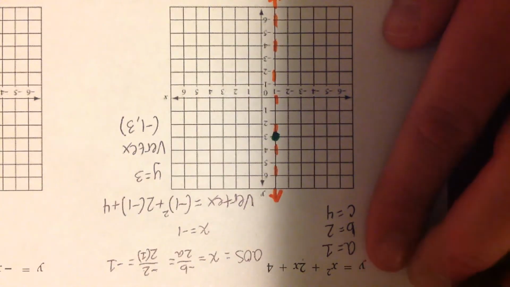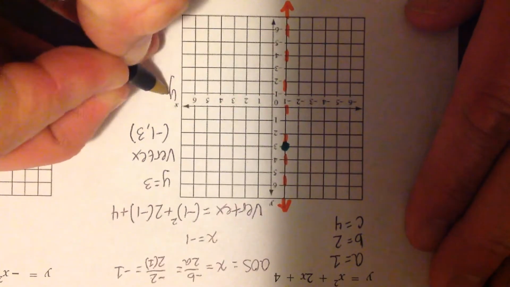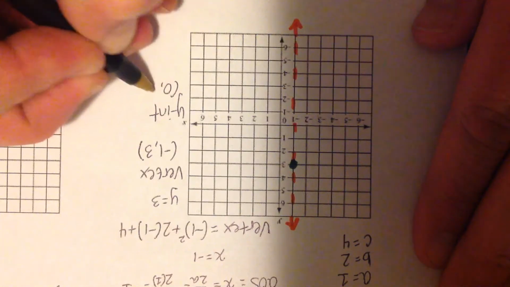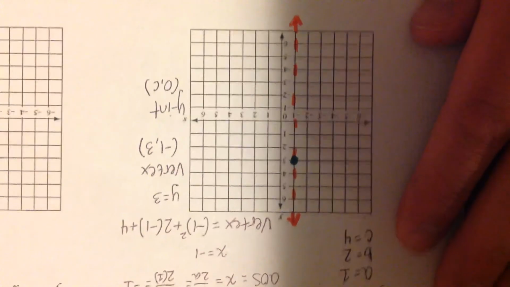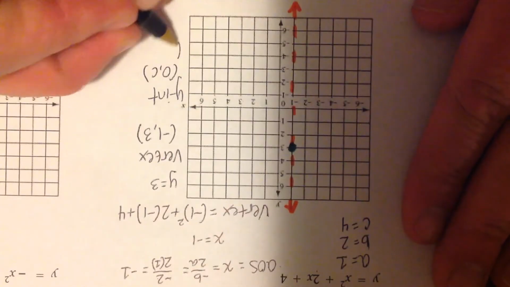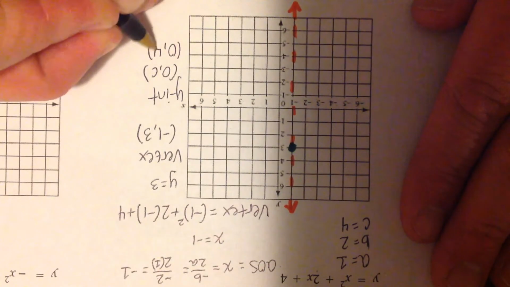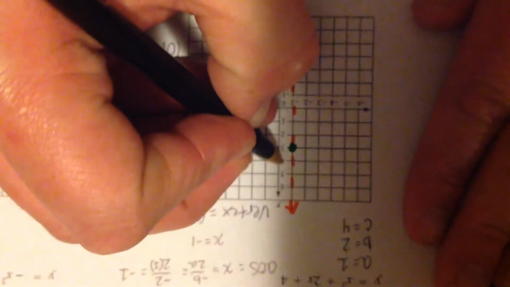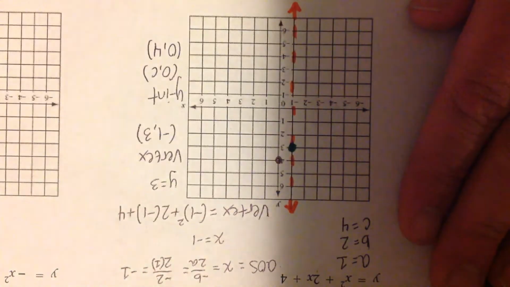The next thing to do is to find my y-intercept. And my y-intercept is going to be 0, comma c. Now remember c is the constant by itself here, which is 4. So my y-intercept is 0, comma 4. Alright. So I'm going to graph that point 0, comma 4.